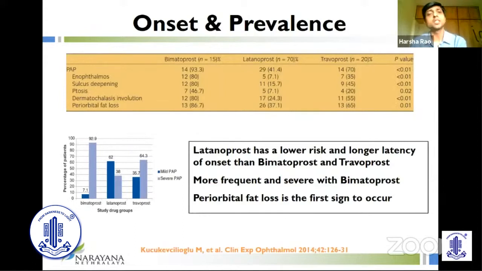In addition to Japanese patients, there's one more study from Turkey, which also looked at the onset and prevalence of PAP in patients on bimatoprost, latanoprost, and travoprost. And what they found was the incidence of PAP was very high, once again, in those using bimatoprost. 93% of patients on bimatoprost showed some signs of PAP, while only 40% of those on latanoprost showed signs of PAP, while those on travoprost showing the signs of PAP were 70%. So that was between latanoprost and bimatoprost.